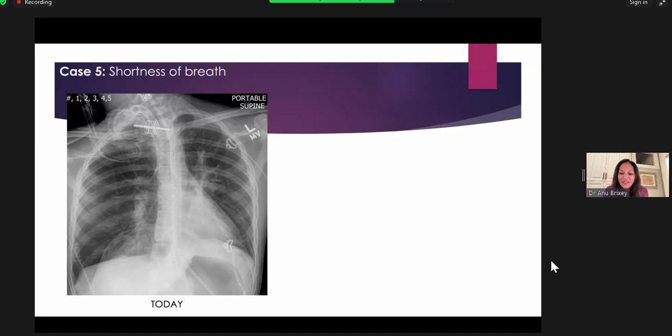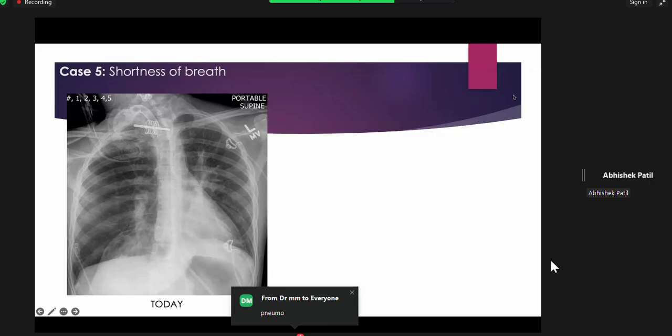Okay, do we have any diagnoses listed in the chat? Yeah, people have called it right pneumothorax, and most of them have called right pneumothorax with deep sulcus sign.